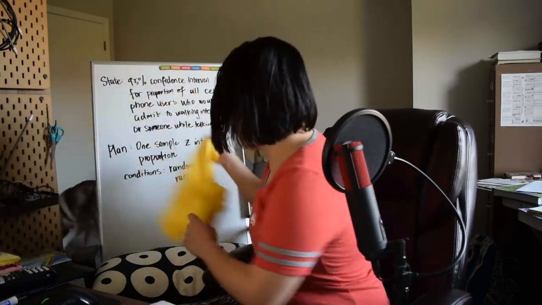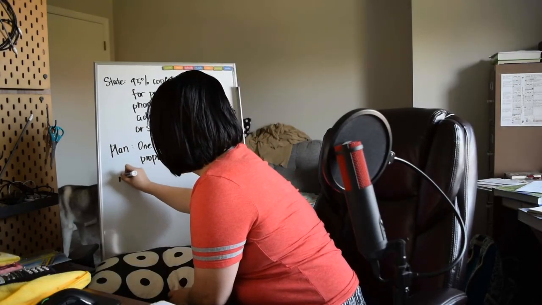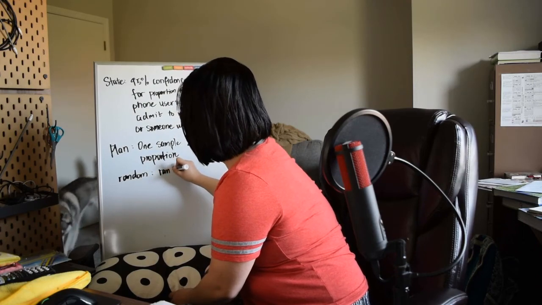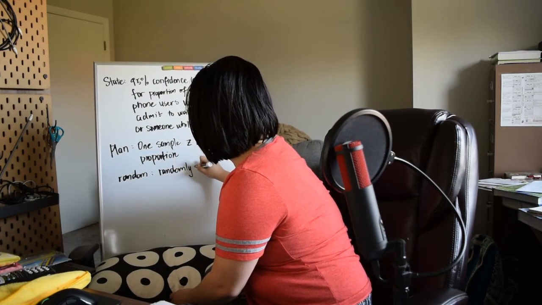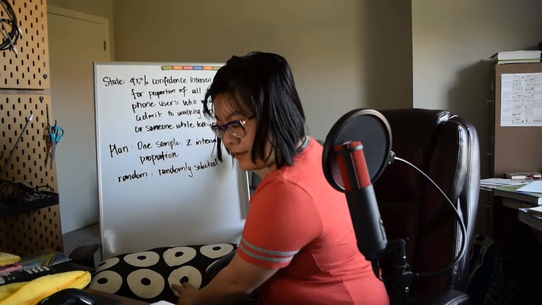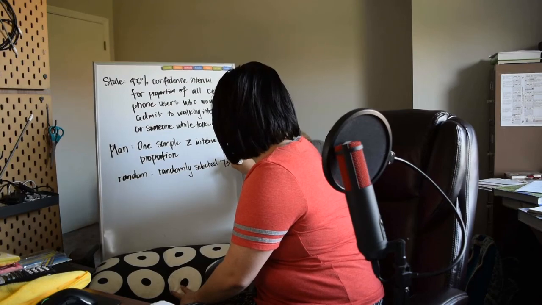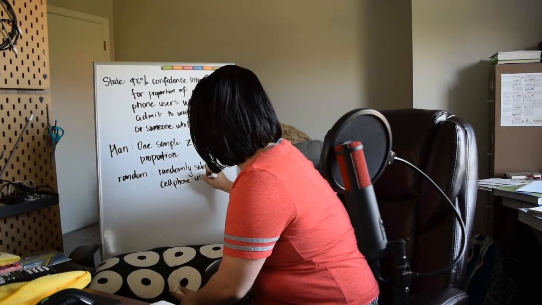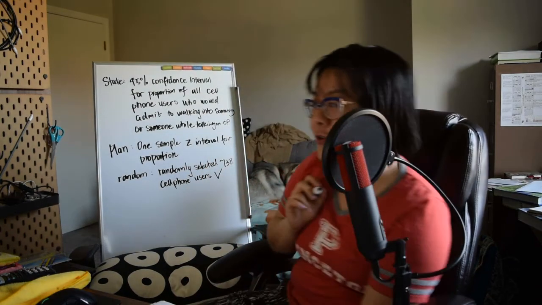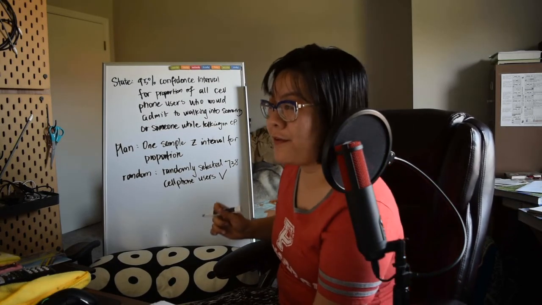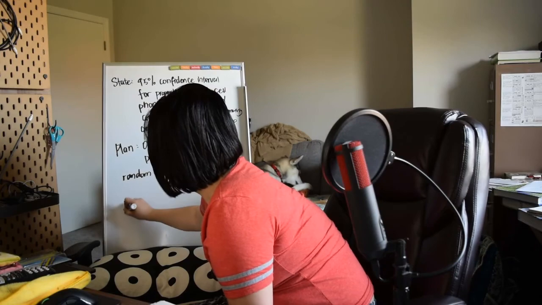All right, let me change the display. So we all know over here is checking conditions, okay? So random is randomly selected, 738. Random check: random, because they said randomly select 738 cell phone users. And then we need to check for the 10% condition.